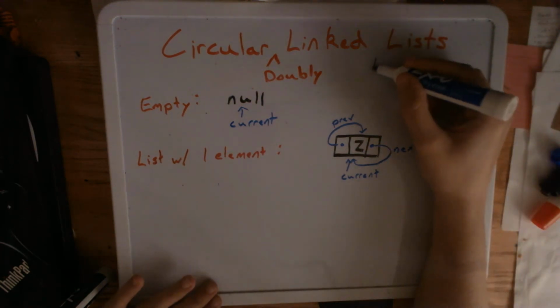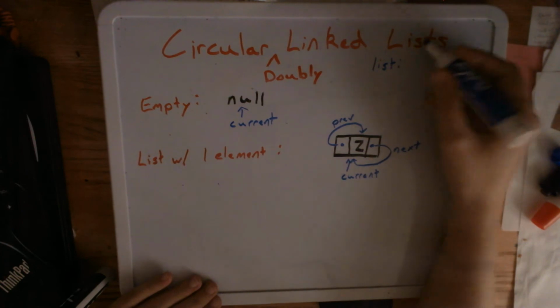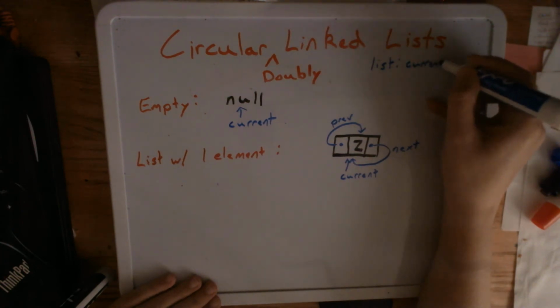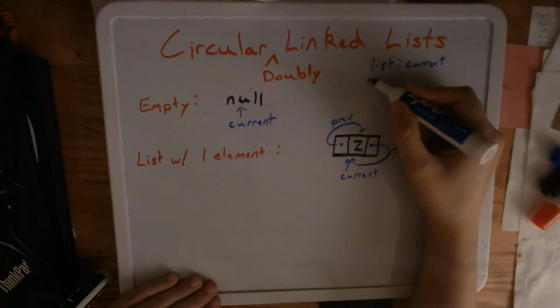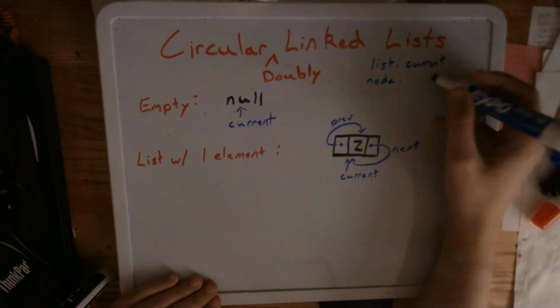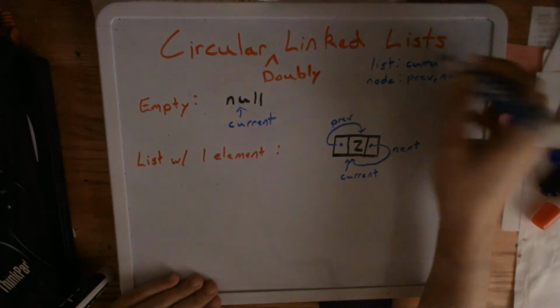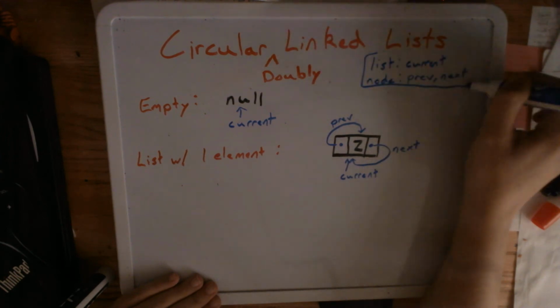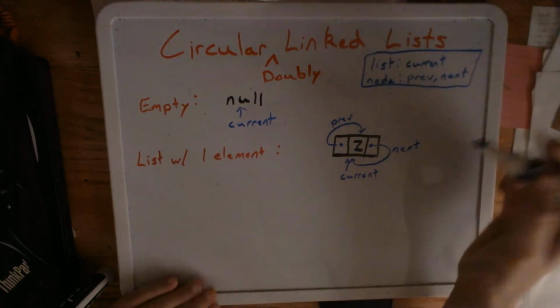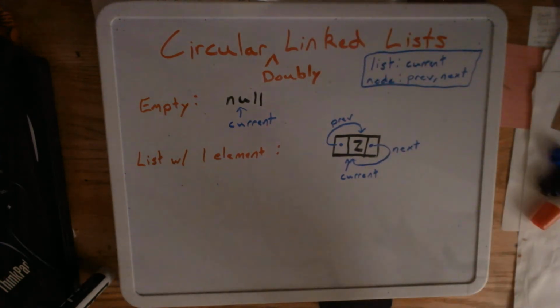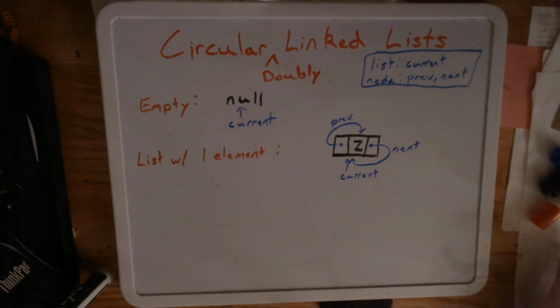Right, so just as a reminder, the list has a field current, and the node has fields prev and next. So they belong to different pieces. But all of these fields are other nodes.